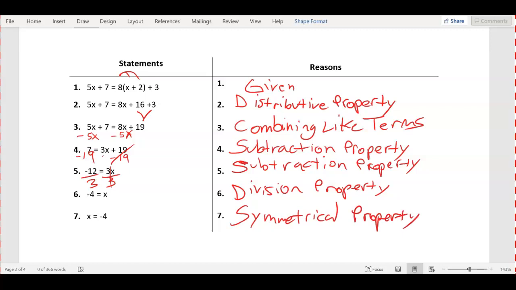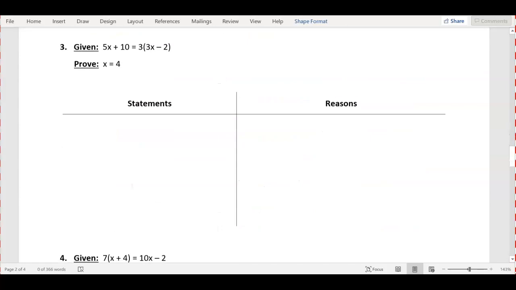Cool. That is our first two examples. Now, time is limited. I want you to try number 3. This one has no training wheels. You have to write your own steps and give your own reasons, but I want you to try that on your own right here, right now, for me, please. Okay?